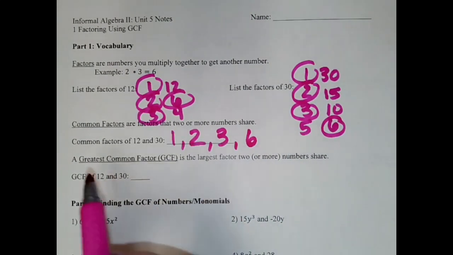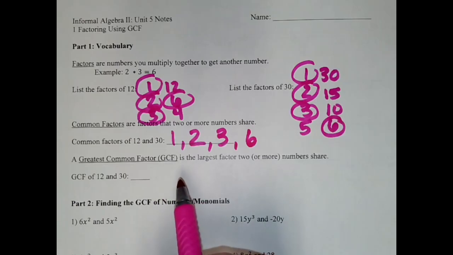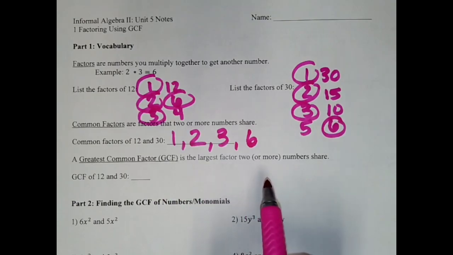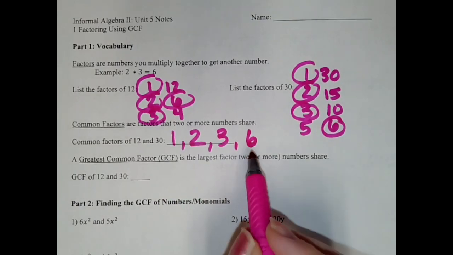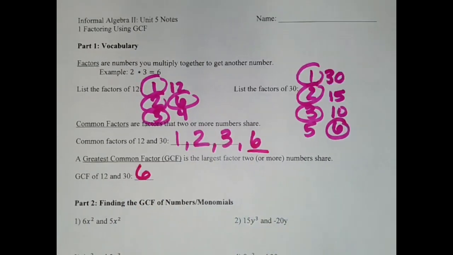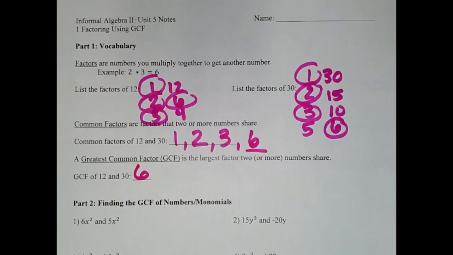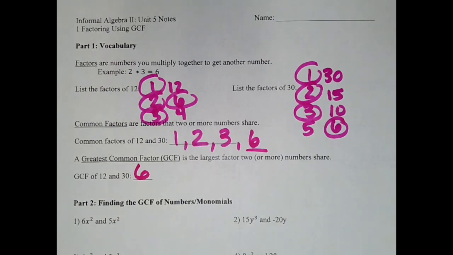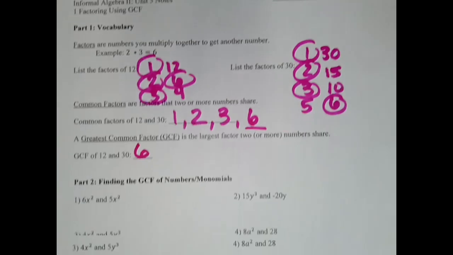We are looking for a greatest common factor. So the greatest common factor is the largest factor that 2 or more numbers share. In this case, between 12 and 30, it would be 6. It's essentially like asking, what is the largest number that both of these are divisible by? That's how I think of it.